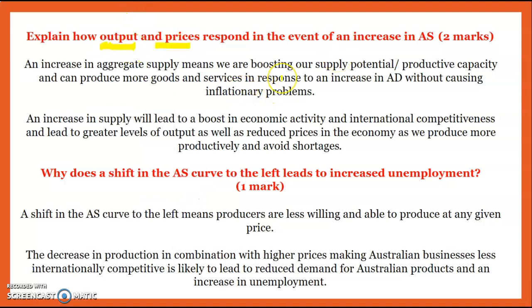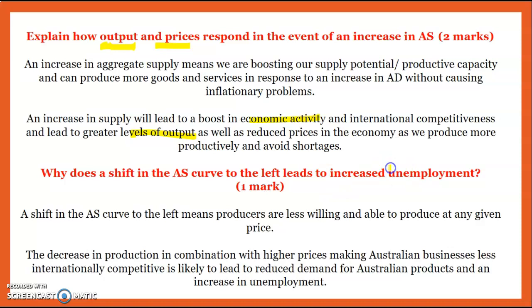And that's because an increase in aggregate supply means we're boosting our supply potential, which means we can produce more goods and services, and that allows us to meet aggregate demand without causing inflation. So it boosts our supply potential. Basically, you think about it as firms being able to produce a greater amount, so they don't need to raise their prices when demand increases. That's likely to lead to an increase in economic activity, boost their international competitiveness, and lead to higher output, as well as reduced prices in the economy.